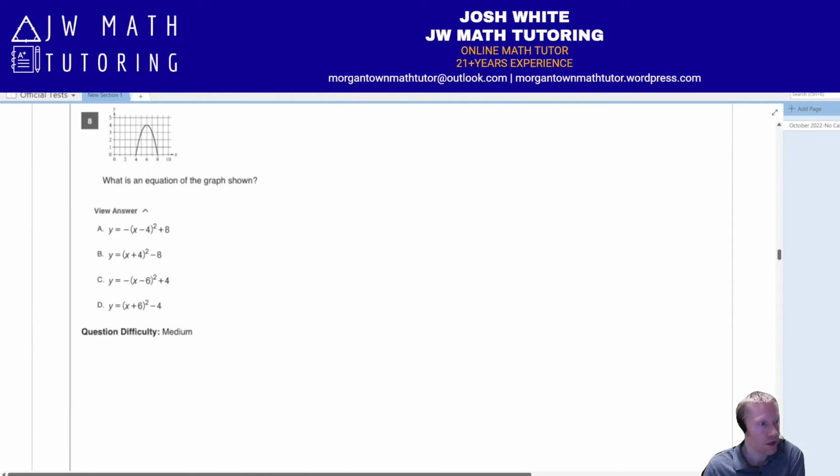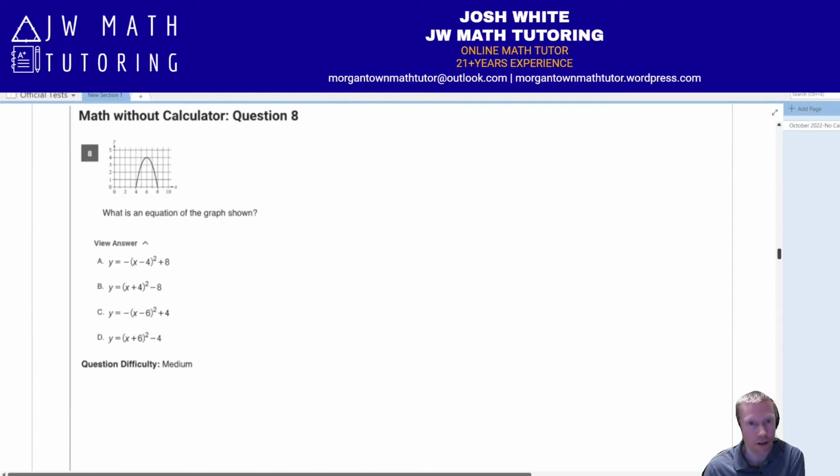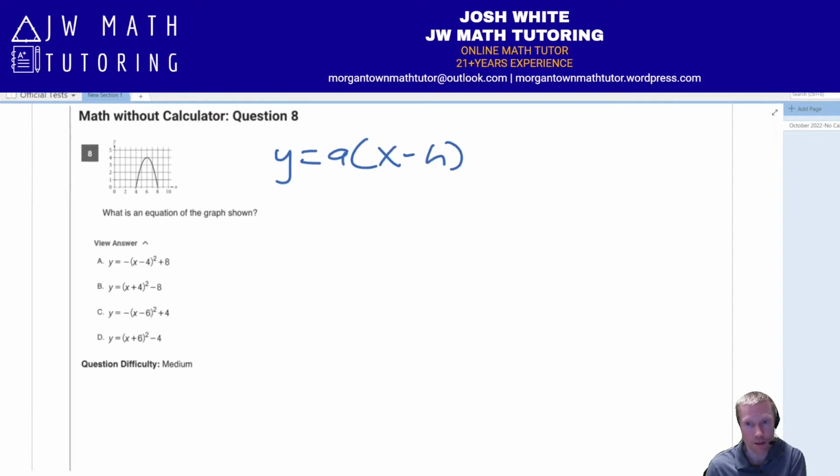All right, the next question, we have another quadratic function here, and we have its graph, and we want to know its equation. So notice all of these equations are in vertex form, which is y equals a parentheses x minus h squared plus k. Now, all we have to do then is identify the vertex, and that should lead us to the answer. So the vertex is going to be our maximum point, right here in the middle. It's going to have an x value of 6, so h is going to equal 6. It's going to have a y value of 4, so k is going to equal 4.